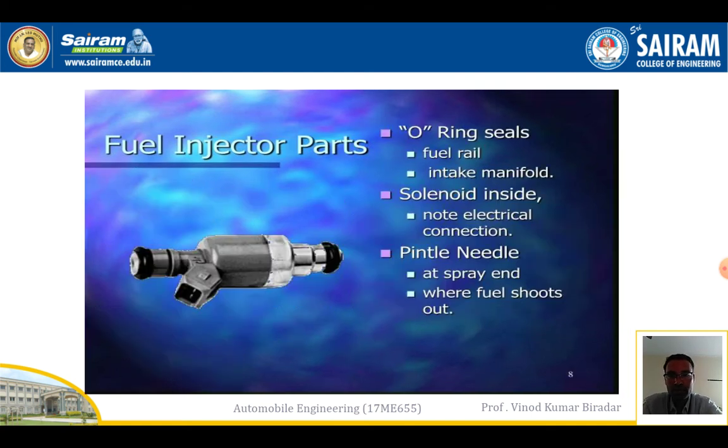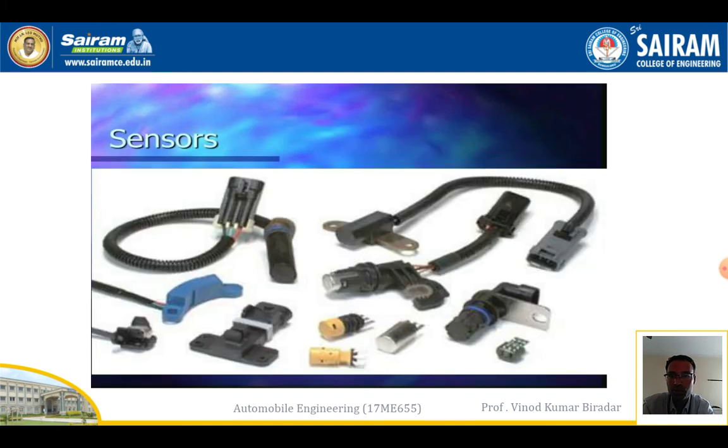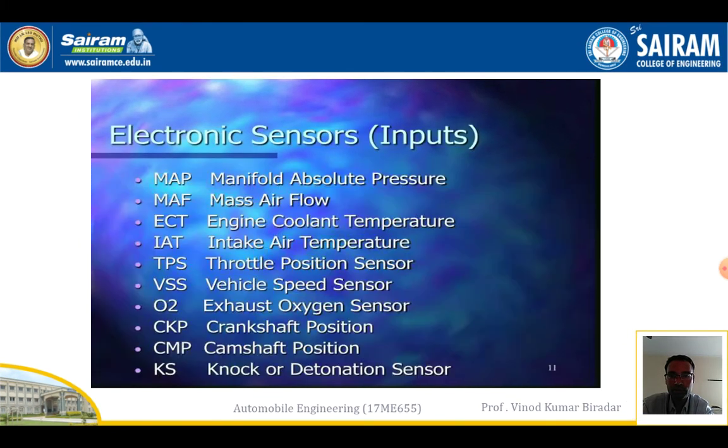For the fuel injector parts, as I showed in the diagram, all the components are fitted to the vehicle. Sometimes a solenoid is also used. These are the different components, the sensors used in modern cars. These are the electronic sensors: manifold absolute pressure, called MAP, mass airflow, engine coolant temperature, intake air temperature, and throttle position sensor. These are the sensors used in modern or updated cars.